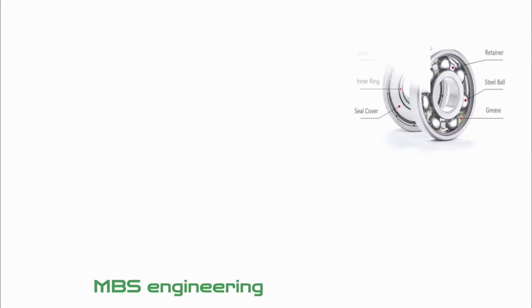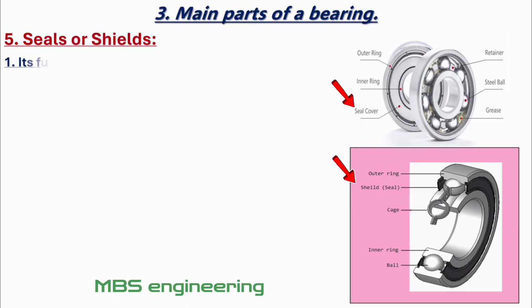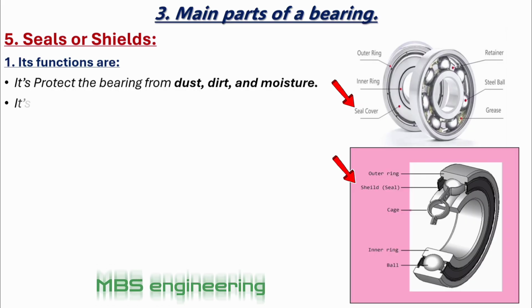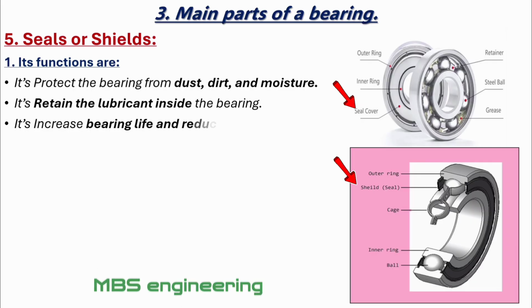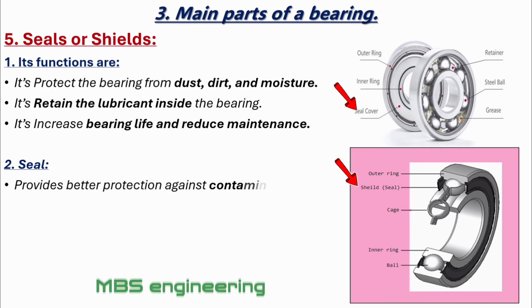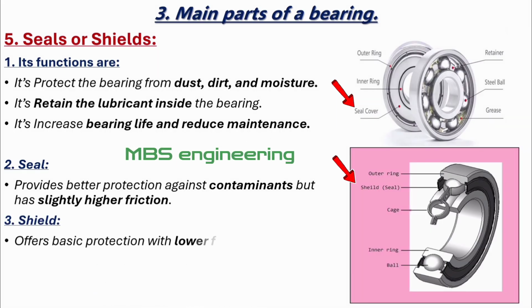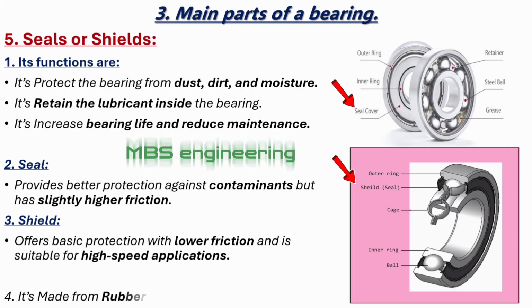Next, we will learn and understand the main parts of a bearing. The fifth component is the seal or shield. Its functions are: it protects the bearing from dust, dirt, and moisture. It retains the lubricant inside the bearing. It increases bearing life and reduces maintenance. Next, understand about the seal. It provides better protection against contaminants but has slightly higher friction. Next, understand about the shield. It offers basic protection with lower friction and is suitable for high-speed applications. It's made from rubber or metal.